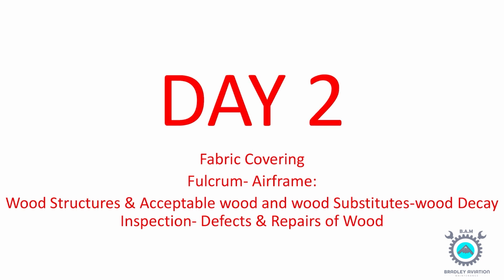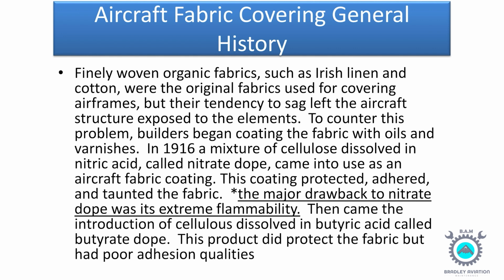Day 2. Fabric covering, fulcrum airframe, wood structures and acceptable wood and wood substitutes, wood decay inspection, defects and repairs of wood. Aircraft fabric covering, general history. Finely woven organic fabrics, such as Irish linen and cotton, were the original fabrics used for covering airframes, but their tendency to sag left the aircraft's structure exposed to the elements. To counter this problem, builders began coating the fabric with oils and varnishes.